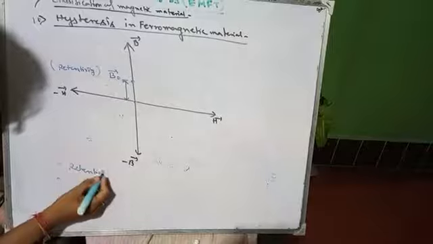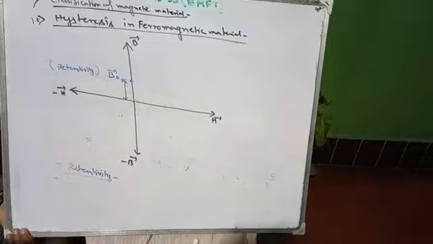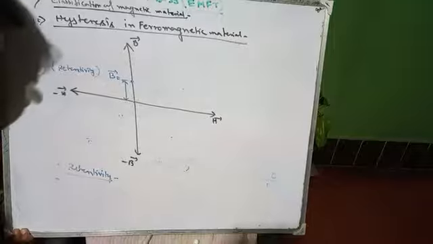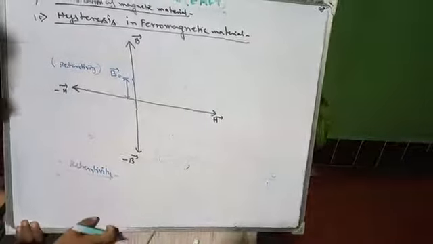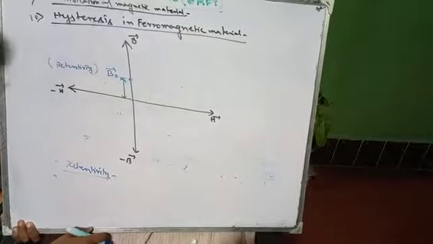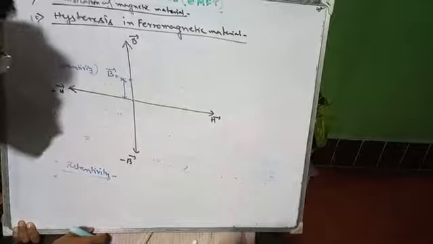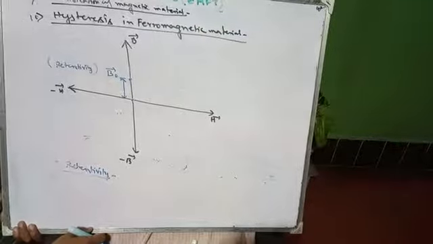Retentivity is due to the residual magnetism present inside any ferromagnetic material. So retentivity is due to the residual magnetism present in any ferromagnetic material.